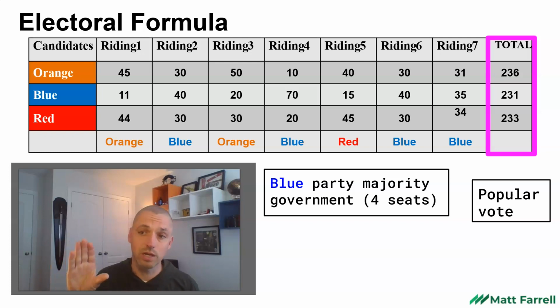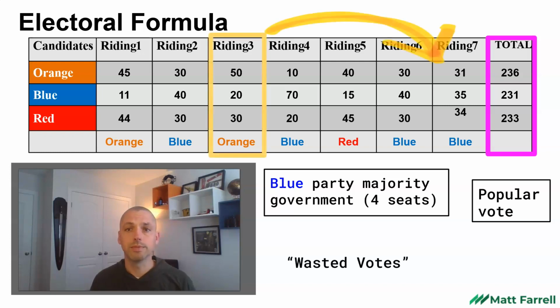In the first-past-the-post system, we ignore that popular vote and give control of Parliament to the party that won the most ridings. Now, that causes some problems at the riding level. For example, if we look at riding 7, it was a very close race. 4 votes, the margin of victory. However, in riding 3, we can see the orange party won with a huge margin of 20 votes. So what happens if only they could have moved some of those votes over to riding 7? Then they would have won riding 7 as well.